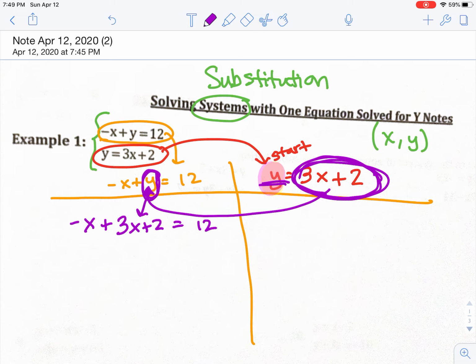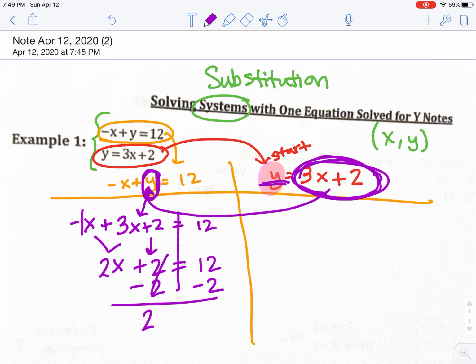Okay, so now I'm going to solve this equation. I'm going to combine like terms. Negative x plus 3x, so that's like a negative 1 plus 3. That gives me 2x. Bring everything else down and move stuff around. And then just divide, and you get x equals 5.